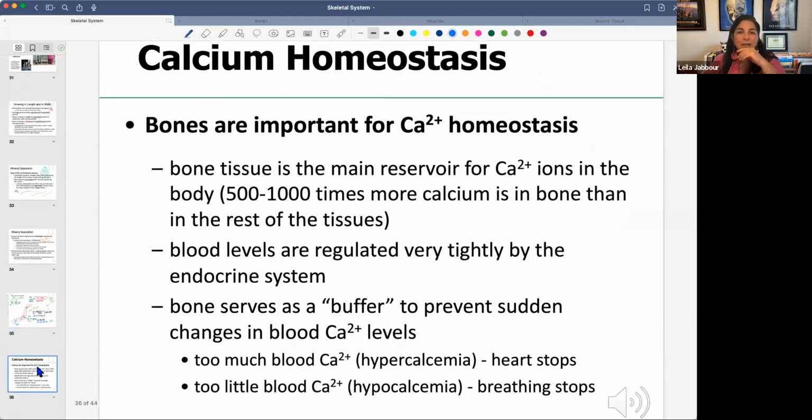All right. So basically, bone tissue is this reservoir of calcium. If you need calcium, it's going to be taken out of the bone.